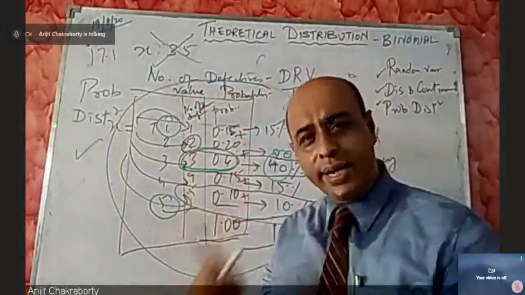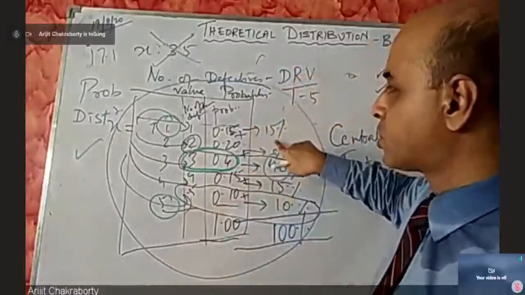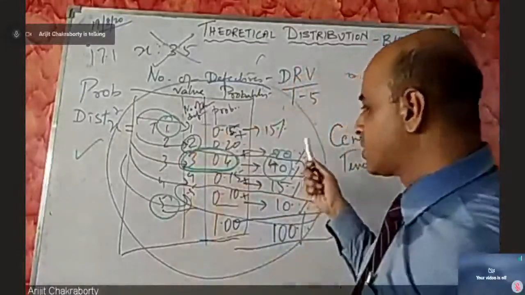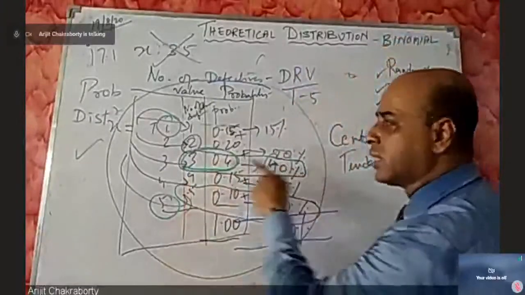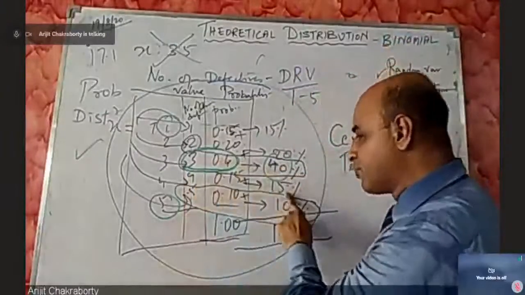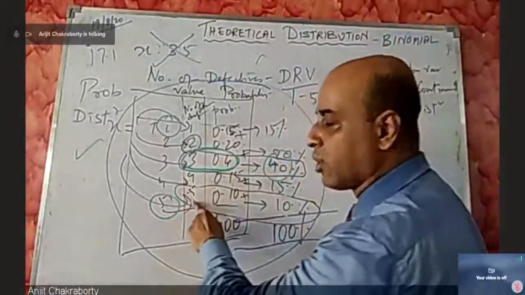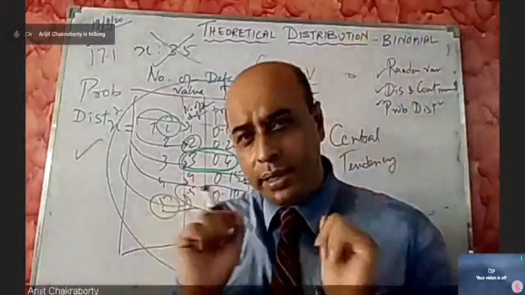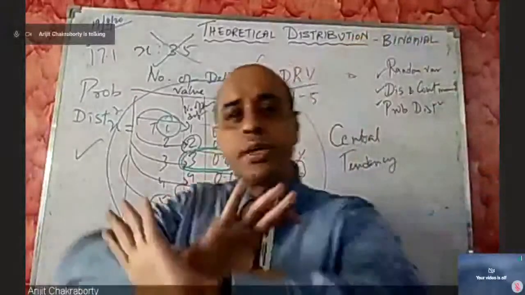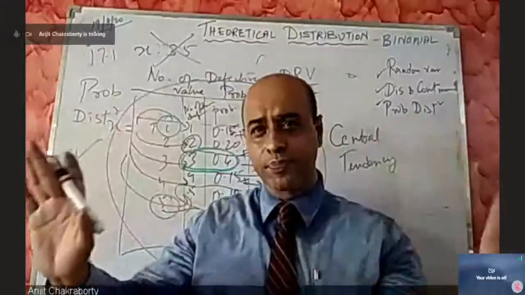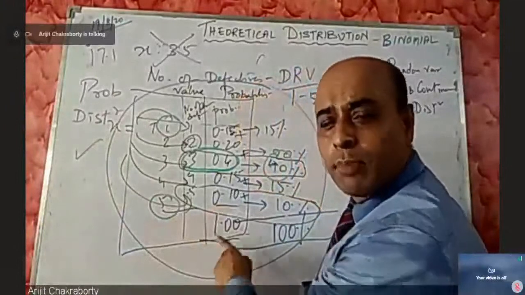First point. Second point, out of the defects, there is a 15% chance that there will be 1 defect. There is a 20% chance that there will be 2 defects. There will be a 40% chance for 3 defects. There will be a 15% chance for 4 defects. And there will be a 10% chance for 5 defects. Are you getting this point? That means the probability distribution shows me the distribution. It's distributing. Please note, the total probability is 1.